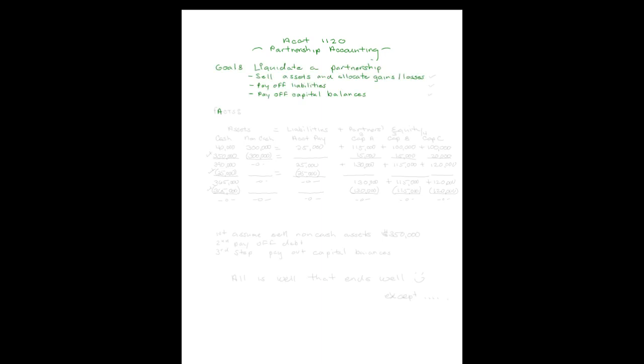So our goal is to learn how to liquidate a partnership. And there are 3 steps that you have to take. First, you got to sell off all remaining assets and allocate gains and losses. Then, as always, pay off creditors first before partners, and then pay off capital balances of existing partners. I need to write down some facts, and we'll move forward from there.